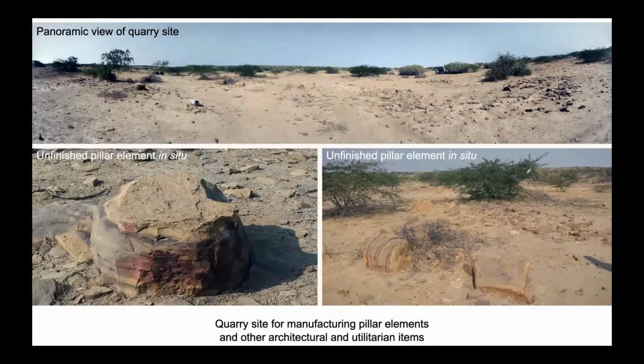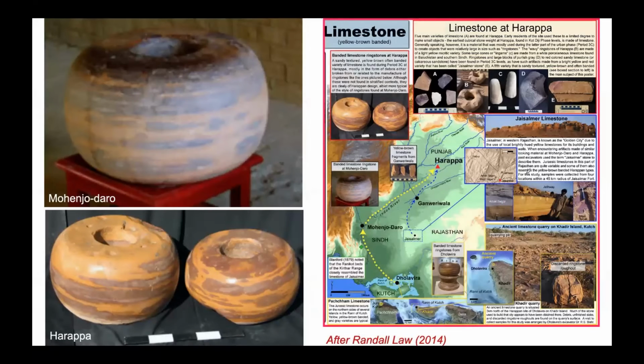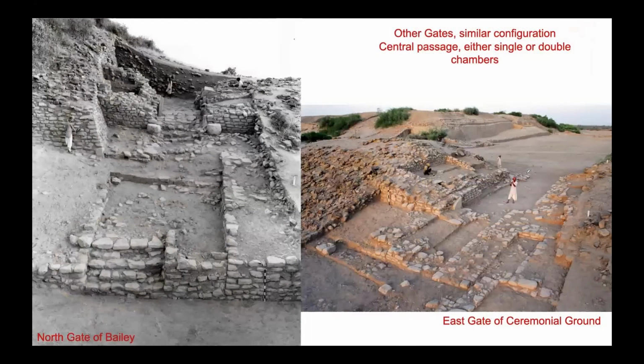And we have evidence of how these pillar members were quarried and finished, and ultimately traded to Mohenjo-daro and Harappa, pinpointed by the wonderful study of Randall Law. So these are definitely elite items, only for the purpose of elites. And the configuration of the gates clearly indicates they were protecting the access into the settlements in different areas, and they were serving their purpose. Only the northern gate, the eastern gate and this north gate of the bailey are elaborate. All other gates are very simple passageways between different areas.